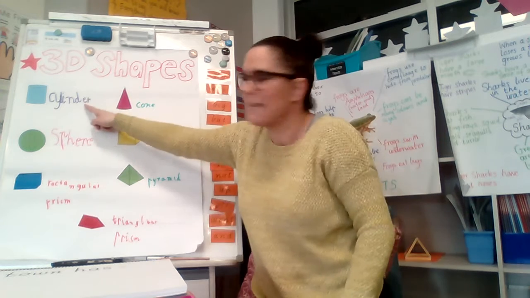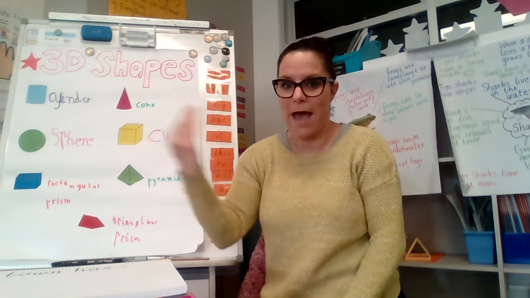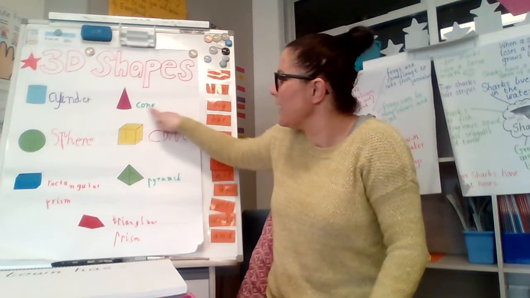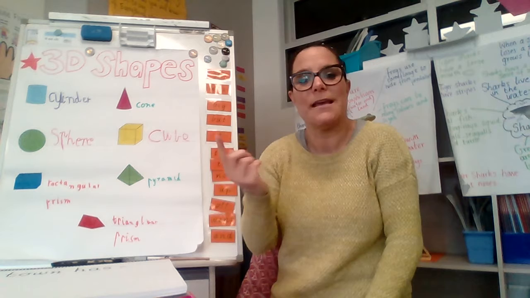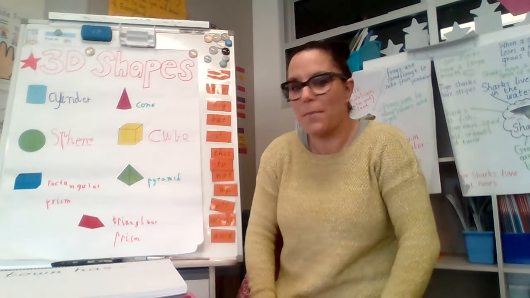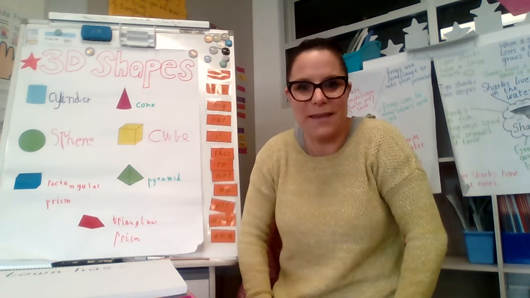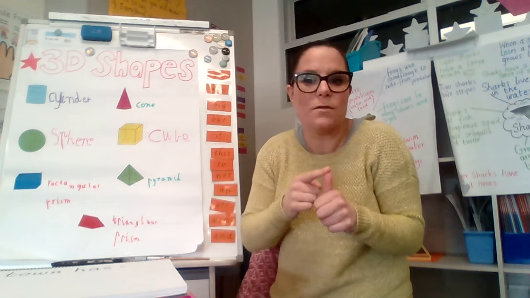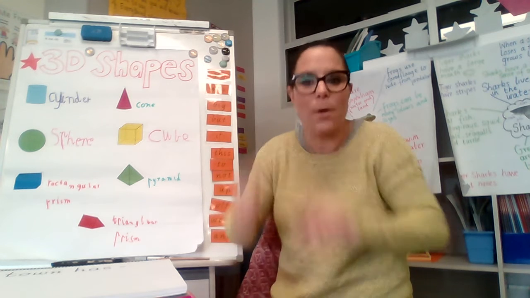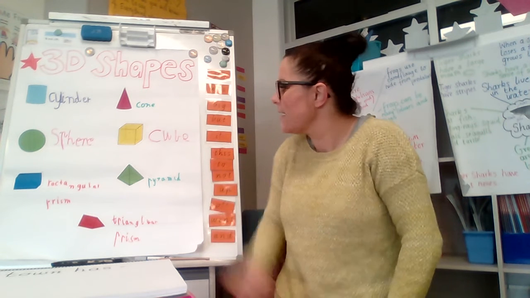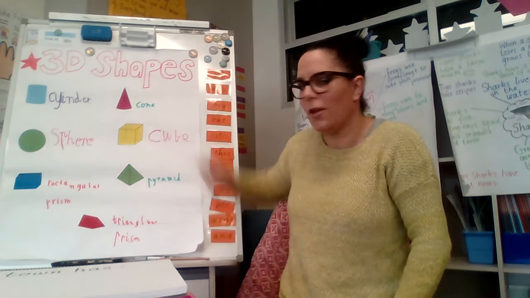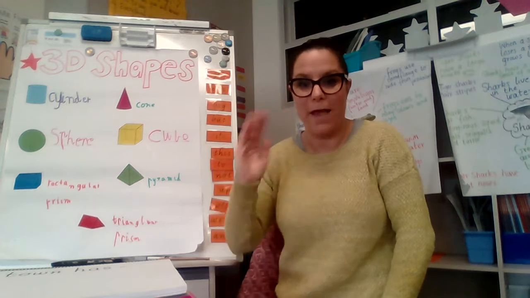So this is a cylinder, and we know a cylinder is a round shape. Here is a cone, and it's the same. It's got a round property to it. Same with a sphere. And we know spheres are things like balls and tennis balls and all of those sorts of things. Here we have a cube, and a cube has square faces.